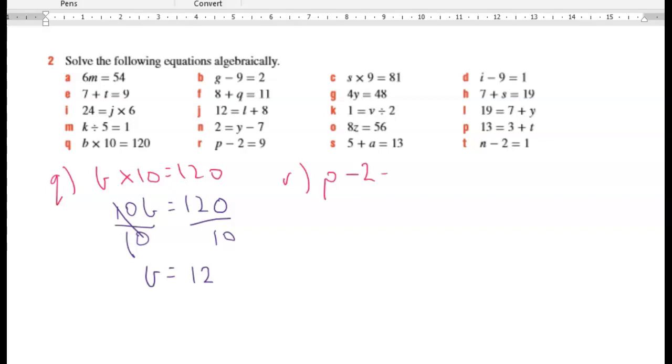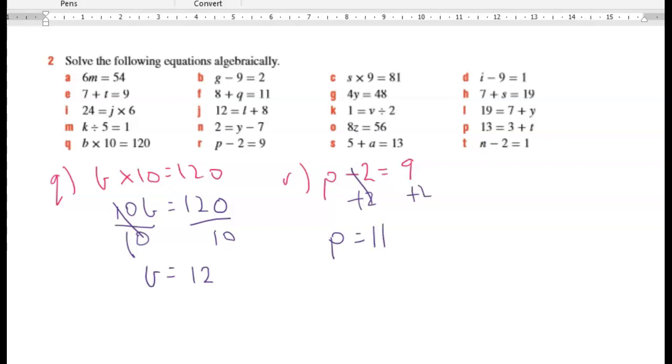Okay, so question R. So you can probably guess what the answer is going to be. Okay, but let's solve it algebraically. So we want to get P on its own. So we've got minus 2. So if we add 2, that minus 2 is going to disappear, and we're just left with P equals 11.